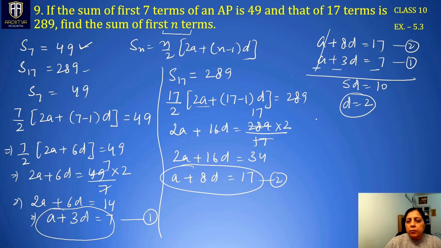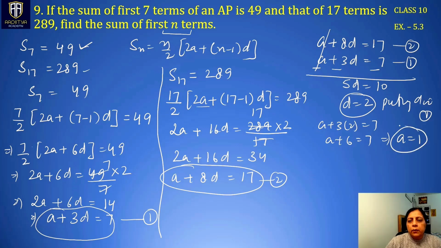Now put this value of d in equation 1. a plus 3 times 2 is 7. a plus 6 is equal to 7, which implies that a is equal to 1. Right? We have got a and d both now.